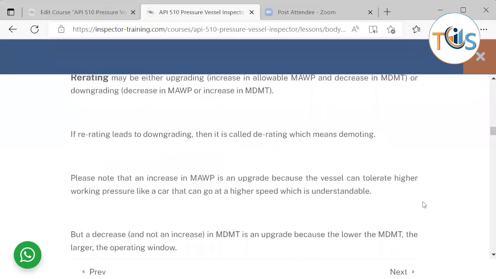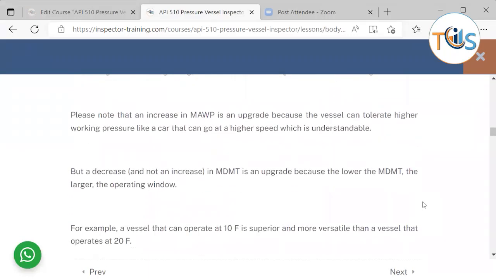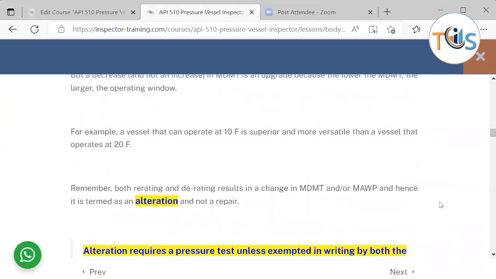vessel. For example, if you increase the pressure, you're upgrading the vessel, but if you decrease the pressure, you're downgrading the vessel. But the temperature works the other way around. A decrease, not an increase, in minimum design metal temperature is actually an upgrade, unlike maximum allowable working pressure. For example, a vessel that is working at 10 degrees Fahrenheit is superior to a vessel working at 20 degrees Fahrenheit, because it can cover a longer range. It can even work in colder conditions, because the metal turns brittle as the temperature goes down. So if it can work at a lower temperature, you are actually upgrading here.